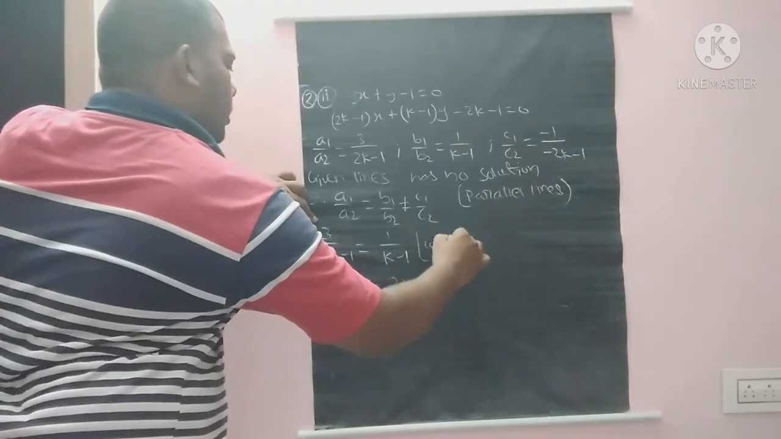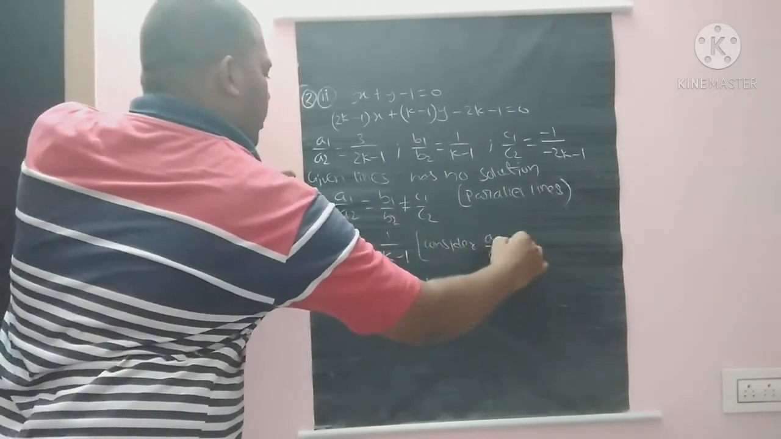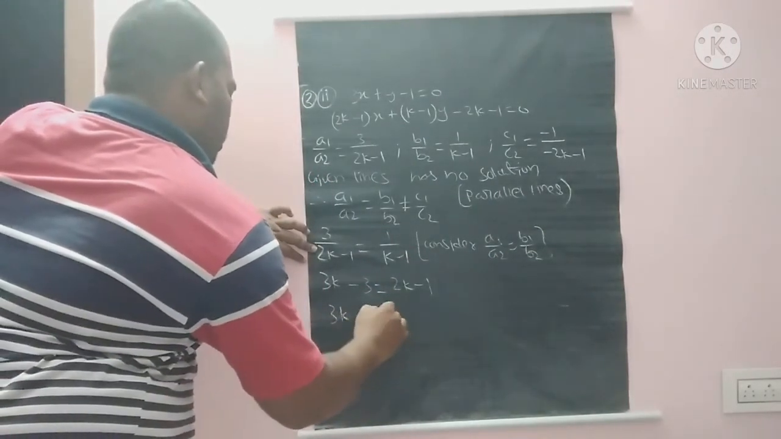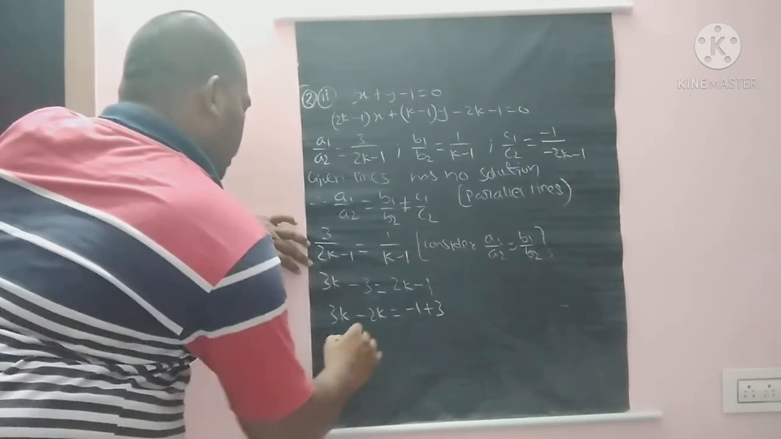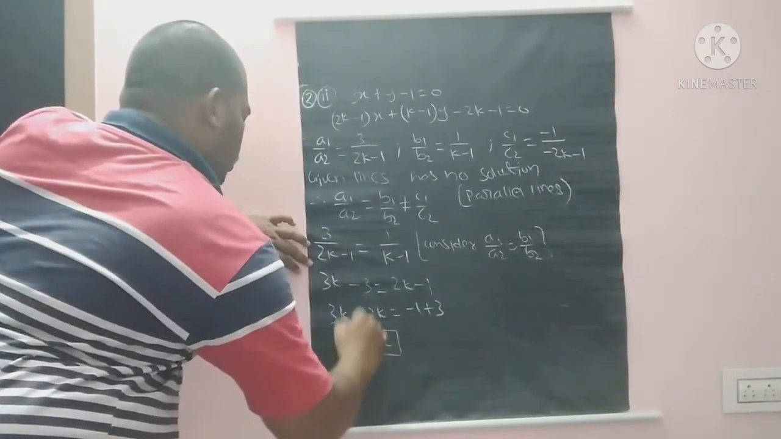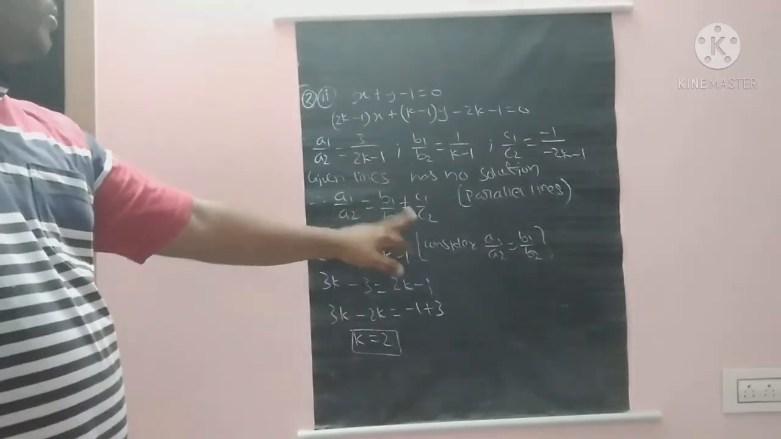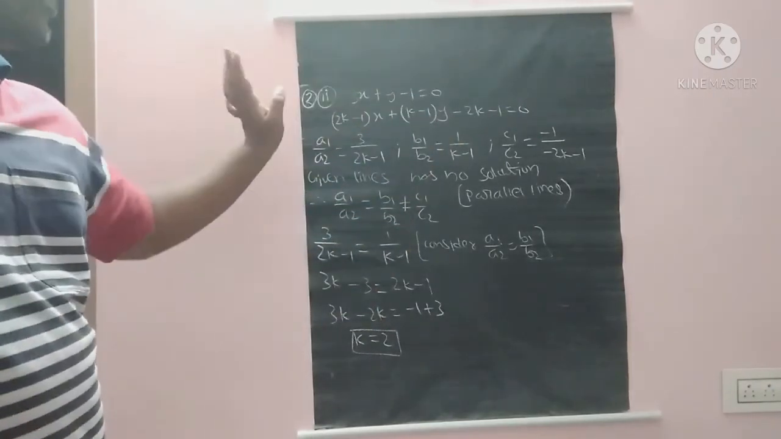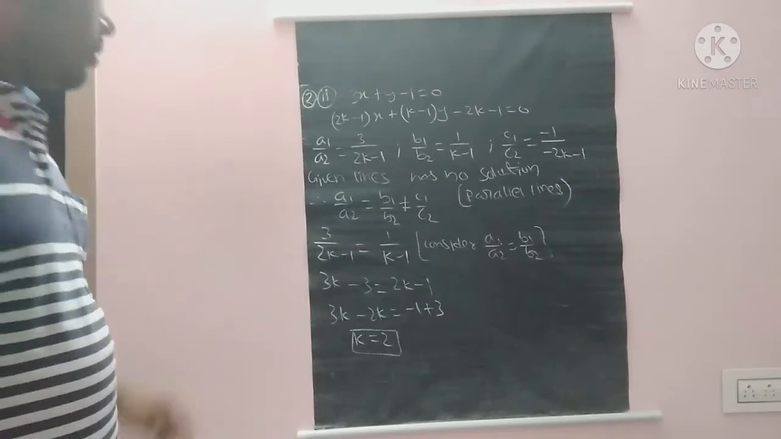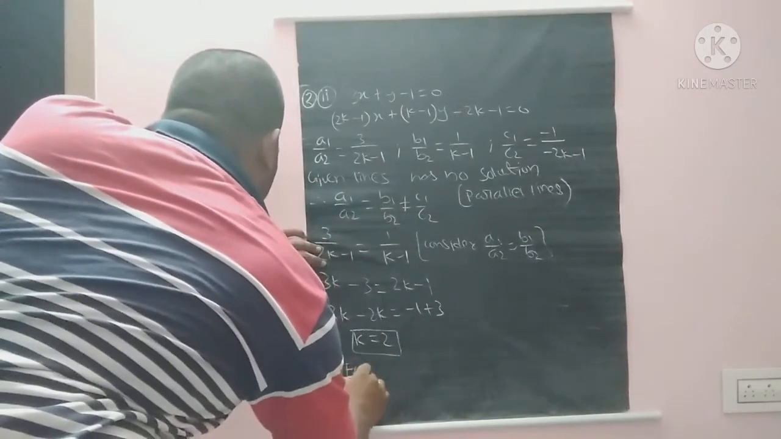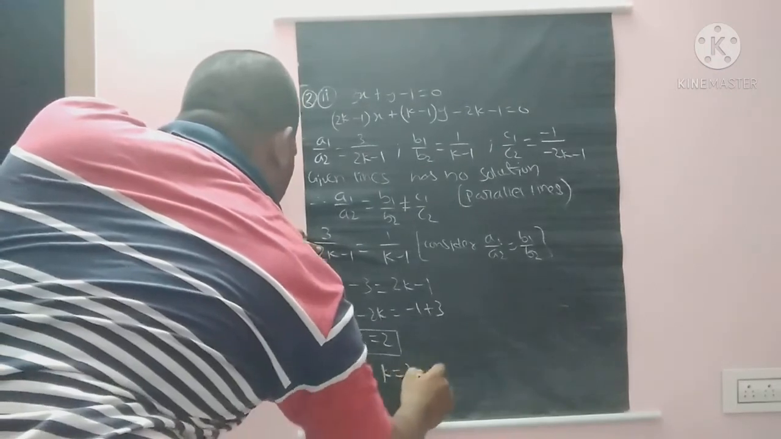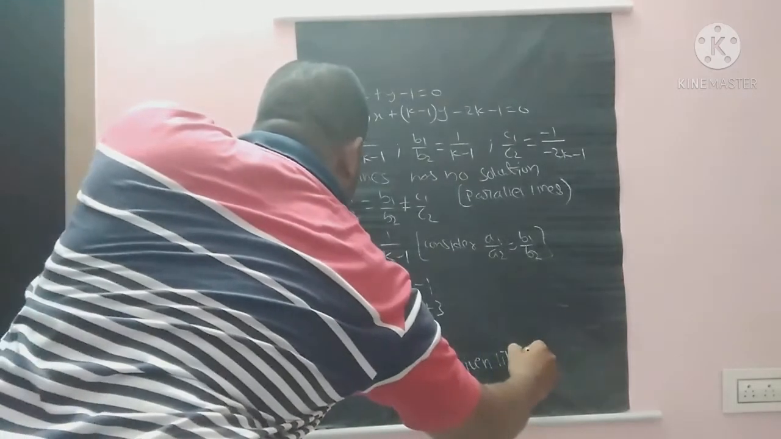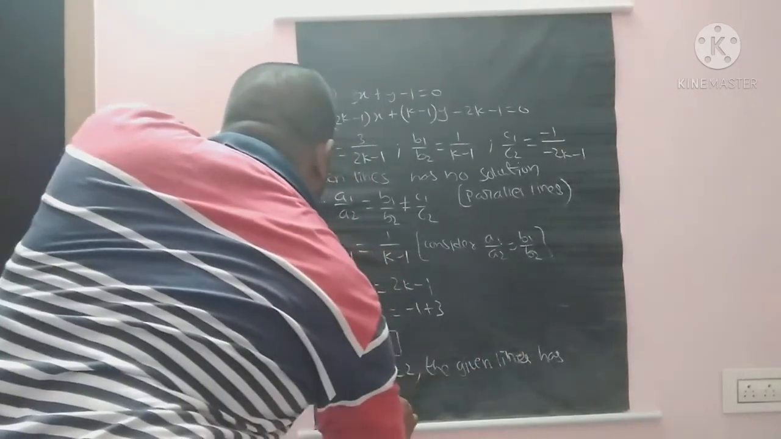So here consider a1 by a2 is equals to b1 by b2. Now 3k minus 2k is equals to minus 1 plus 3, k is equals to 2. So if k is equals to 2, then we will have a1 by a2 is equals to b1 by b2. There is no need to check c1 by c2 here, because that ratio should not be equal. So for k is equals to 2, the given lines have no solution.